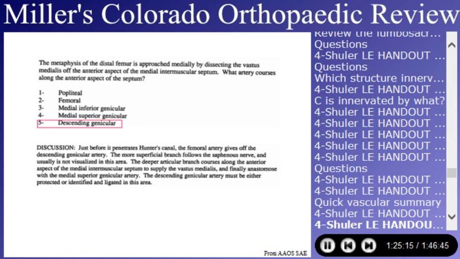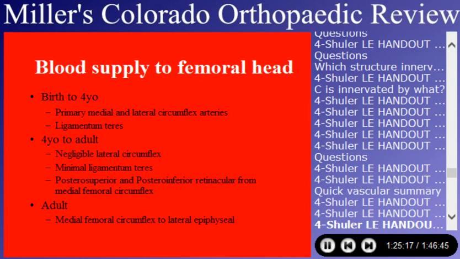Blood supply to the femoral head, key testable item, that's why I highlight in red. Birth to 4 years old, primary medial and lateral circumflex artery in addition to ligamentum teres. The test item always is this 4-year-old to adult. The reason this came about is because they started to do antegrade femoral nails in the pediatric population, and it resulted in osteonecrosis of the femoral head.